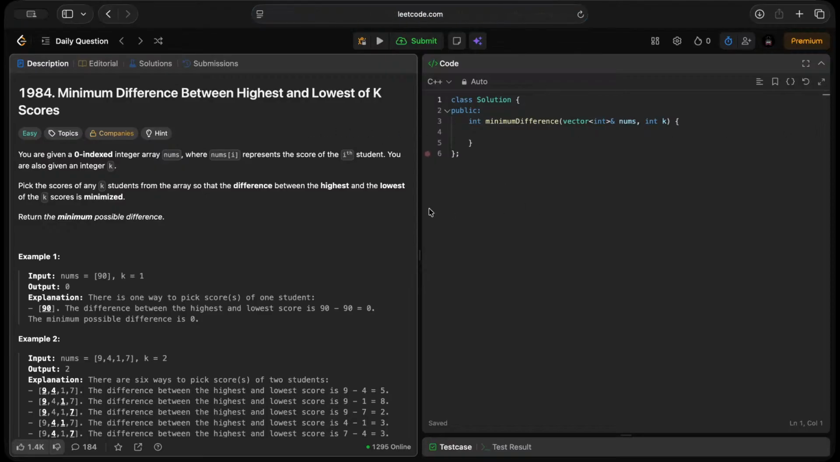So we're going to see if this is a good stream or not, but we're doing 1984, minimum difference between highest and lowest of K scores. It's an easy. You're given a zero-indexed integer array, nums, where nums[i] represents the score of the ith student. You're also given an integer K. Pick the score of any K students from the array so the difference between the highest and lowest of the K scores is minimized. Return the minimum possible difference.